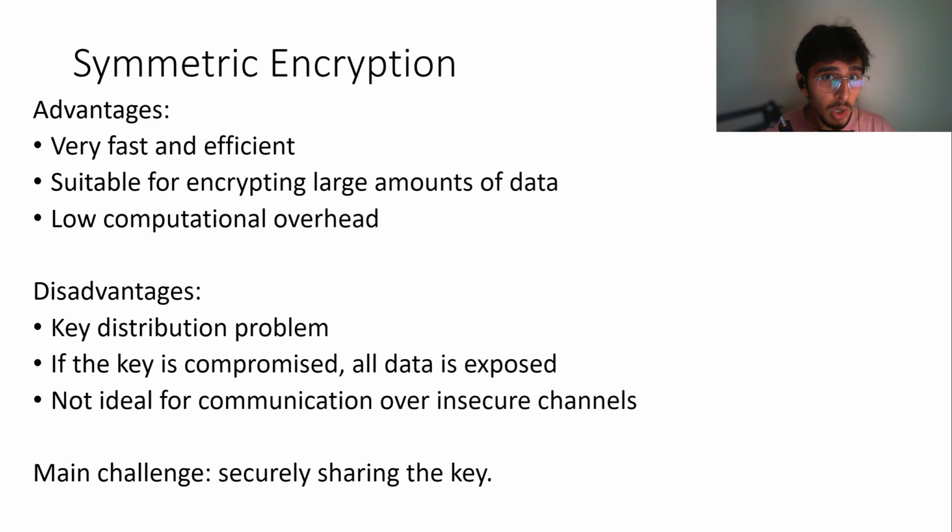So the biggest advantage here is speed. Symmetric encryption is very fast and works really well for a large amount of data. But the problem is key sharing. You somehow need to send that key to the other person securely. And if someone gets access to that key, they can basically read everything.